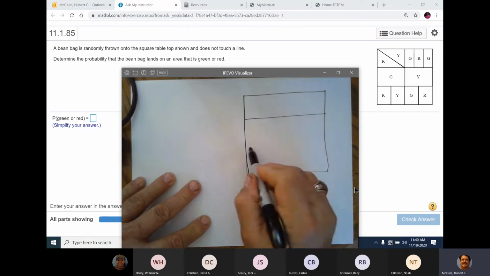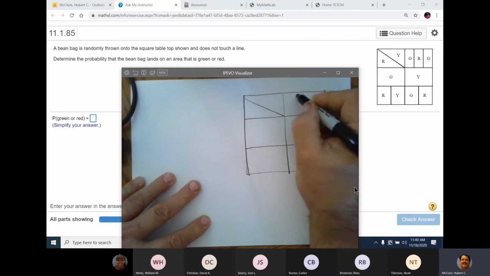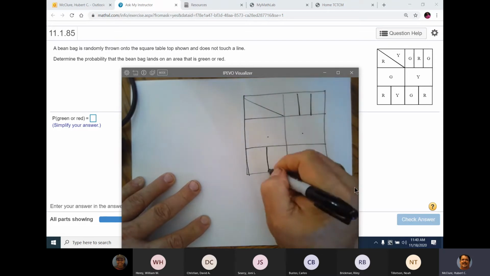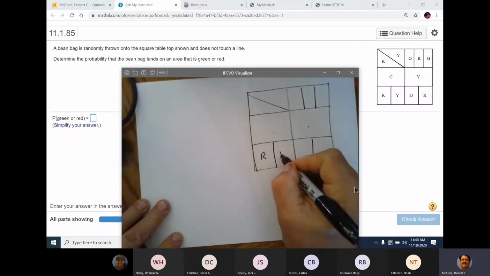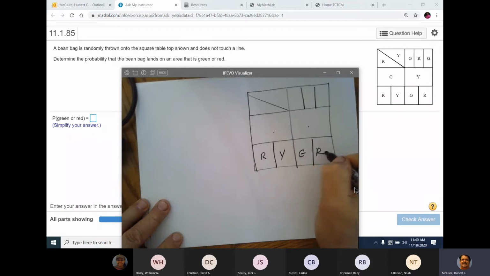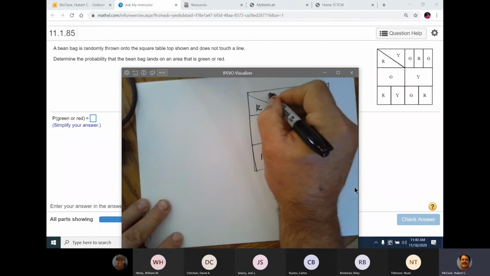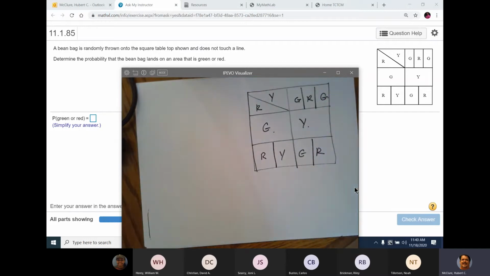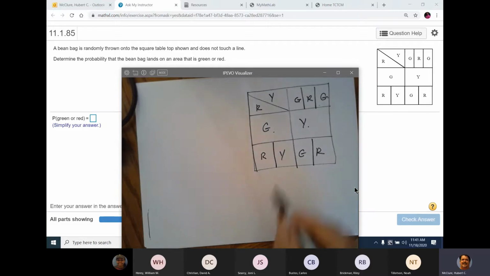And across, and down. And this one goes there, and this one goes here. And this one is 1, 2, and this one is half, and this one is half. Okay, and that's red, yellow, green, red, green, yellow, red, yellow, green, red, green. Okay, I just messed up on one. I messed up on this one. Okay, let's start with these two.